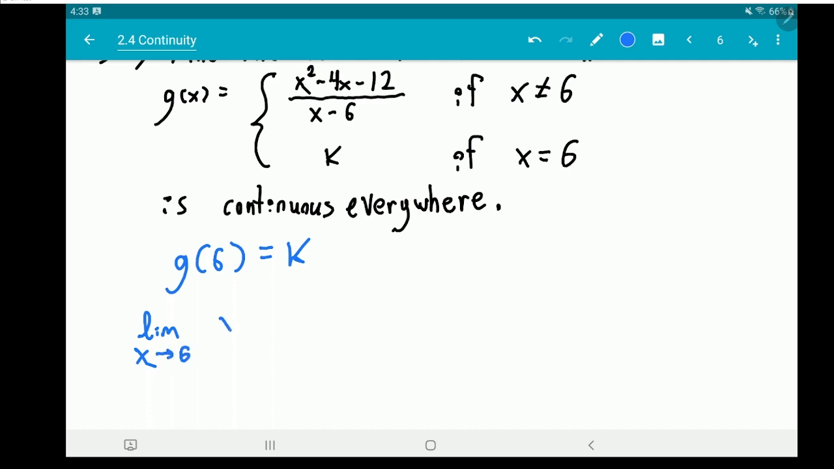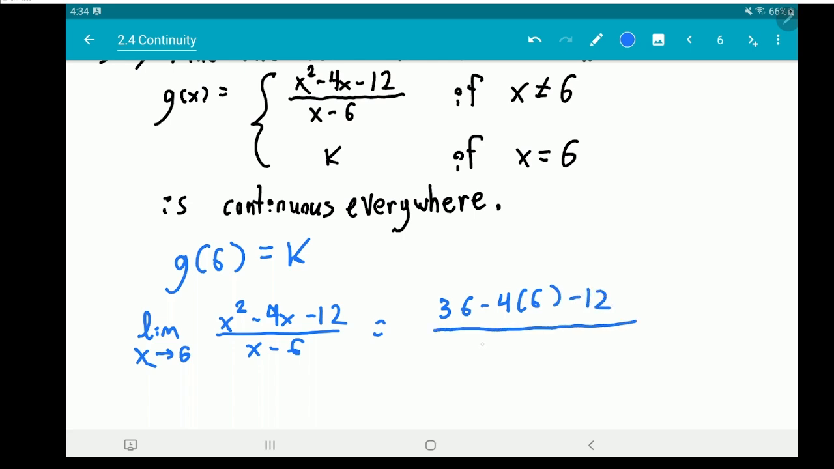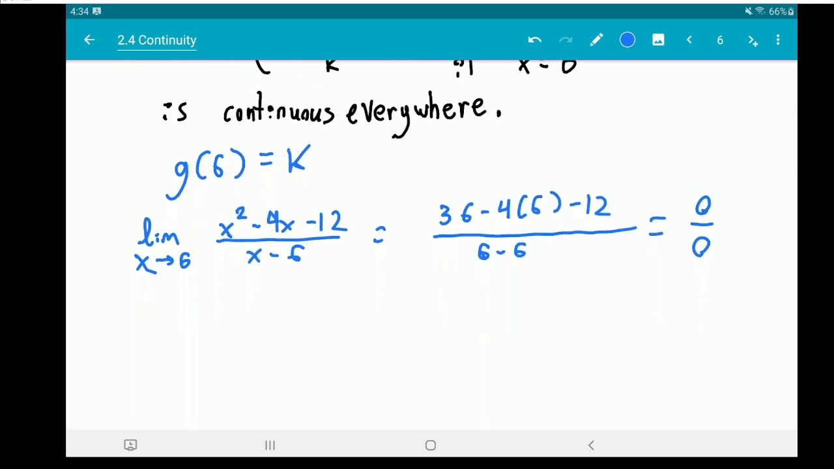6 of x squared minus 4x minus 12 over x minus 6. If I try plugging that in, I get 36 minus 4 times 6 minus 12 divided by 6 minus 6 gives me a 0 over 0 form. Well, that's indeterminate. So I have to find something new to do if I just plug in.